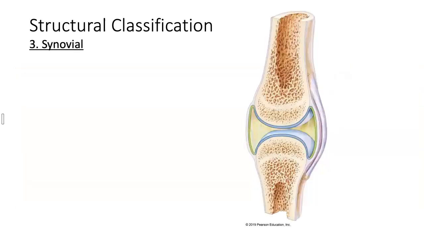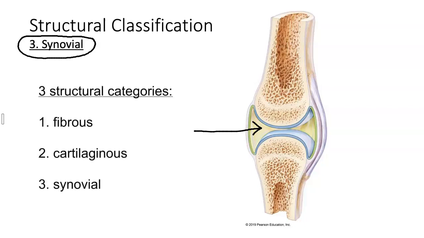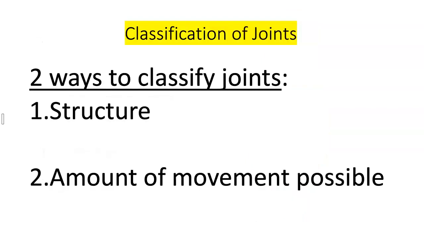A third type of joint is called a synovial joint, and this is where the two bones meet and there's actually a fluid-filled cavity. So to summarize, as far as structural classification goes, there are three different types of joints: fibrous joints, cartilaginous joints, and synovial joints.